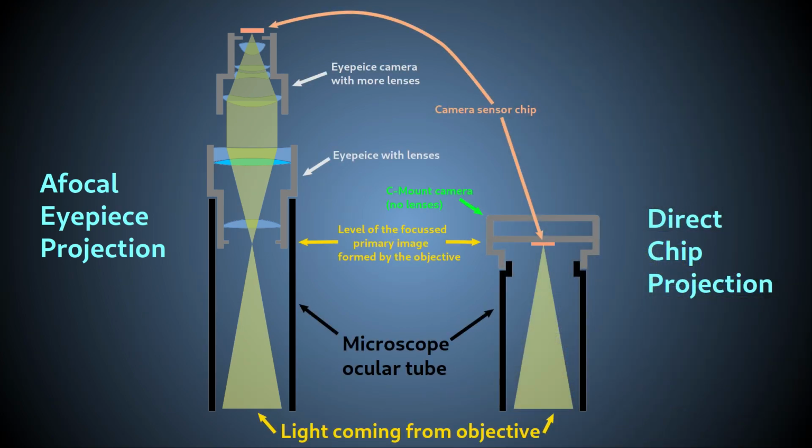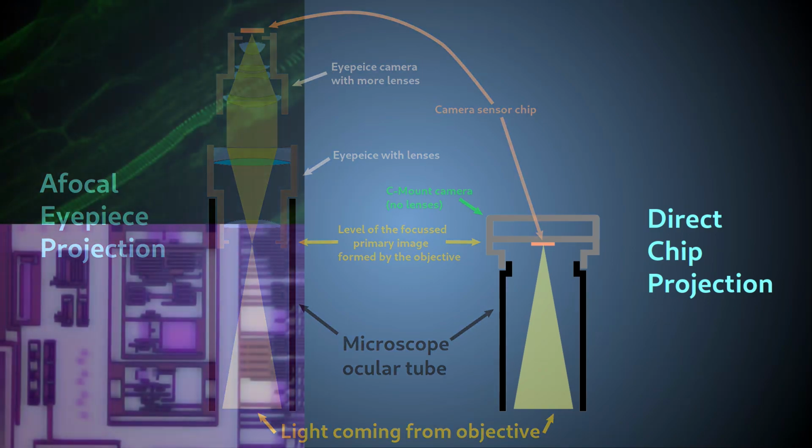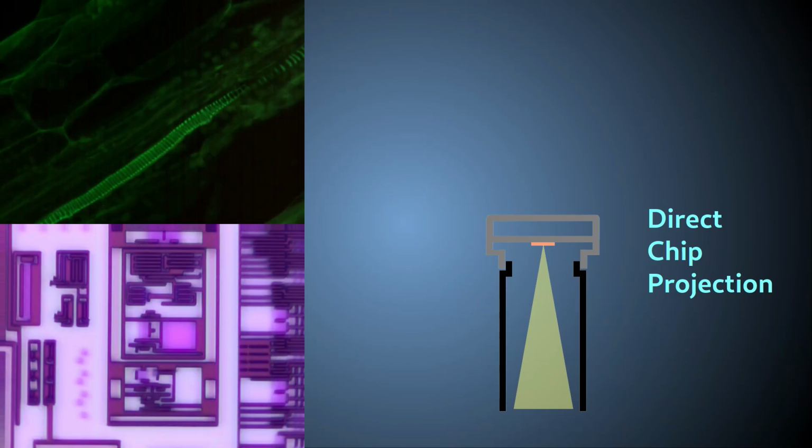The second method uses a modified ocular tube that allows a C-mount camera to be attached in such a way that the primary real image from the objective is projected and focused directly on the chip of a C-mount camera, without any intervening lenses, not even an eyepiece. This has the advantage of greatest sensitivity and reduced aberrations for detailed imaging. The disadvantage is that the image will be greatly magnified, so you will lose a lot of the peripheral field of view.